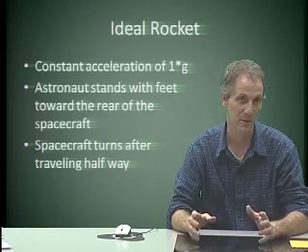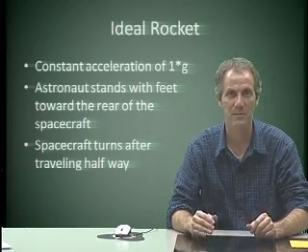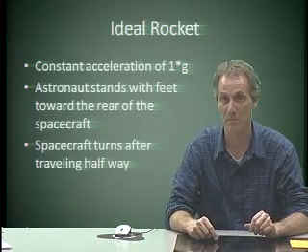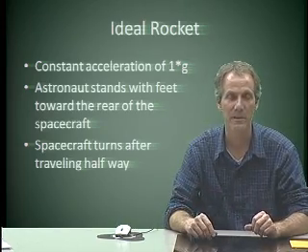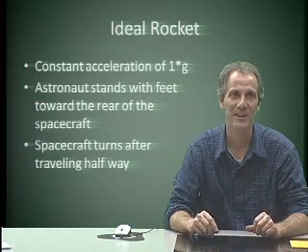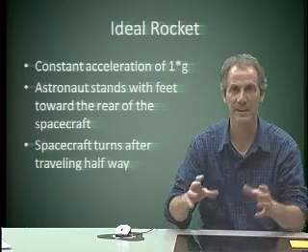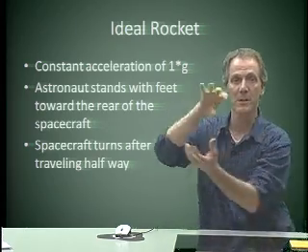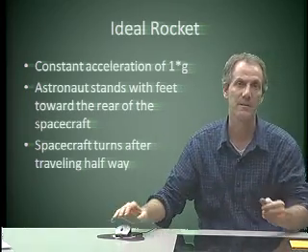Now, to make a rocket do that is way beyond our capabilities. Our rockets can accelerate at g for a while, but then they run out of fuel. So we'd need to figure out a way around that. But like I said, it's the ideal rocket. And then the idea is you fly halfway to another star, you turn around halfway there, and you start slowing down.